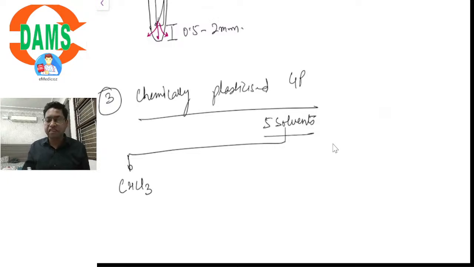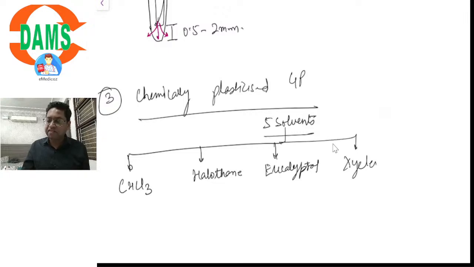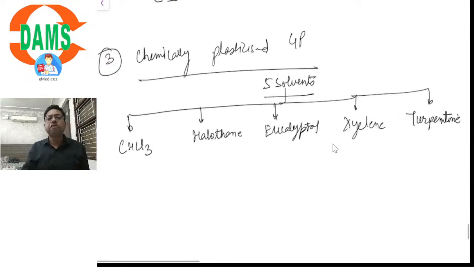Chloroform, that is CHCl3. Halothane, which is also a general anesthetic. Eucalyptol, which is oil of eucalyptus. Xylene, that is an organic chemical, and turpentine. These 5 solvents can be used to chemically plasticize the gutta-percha inside the root canals so that they flow.